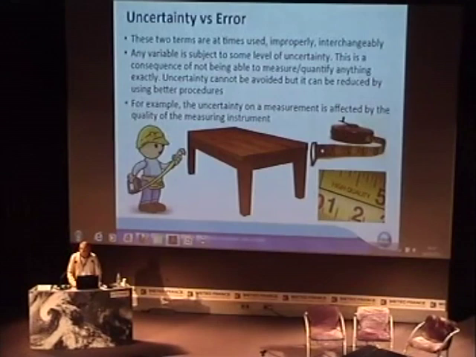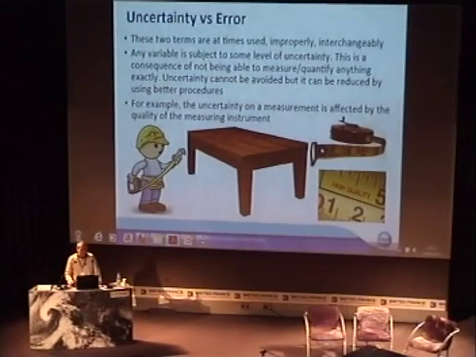As an example, uncertainty on a measurement is affected by the quality of the measuring instrument. As we see here, you have several ways to measure a table, and you can do it with an old tape measure like that, or a high quality one, and you probably come up with different answers. And of course, you probably trust more the high quality. But the thing is that even with a high quality one, you can repeat the measurement several times, and every time you get a slightly different answer.